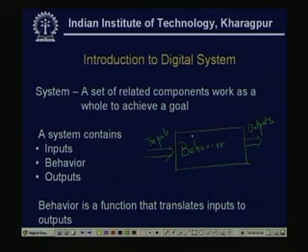So, what is this behavior? Behavior is a function that translates inputs to outputs. That means, we are giving these inputs and then what will be the outputs. That means, given a problem, if we give these as the inputs, then what will be the output, or how it solves the problem. So, in this way we are defining a system.